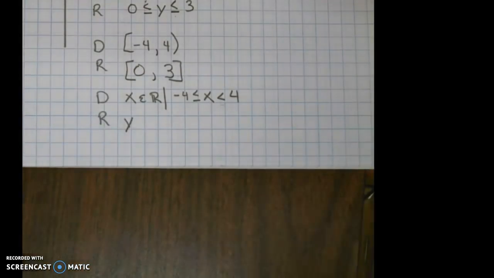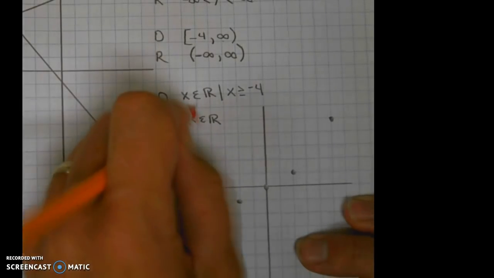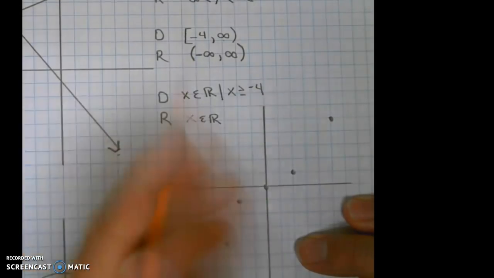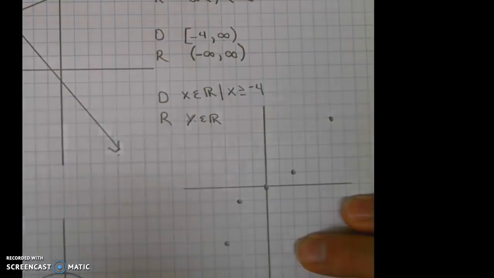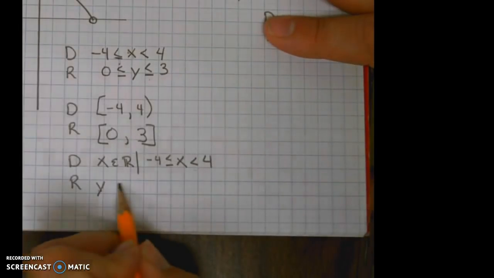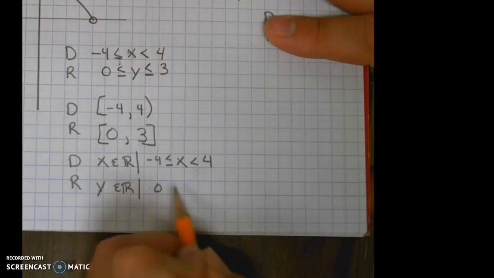and I just realized I messed up, so you guys are going to have to forgive me. Back up here at this graph, when I did range, I used an X, and you probably caught it because, you know, somebody did. But thankfully I caught it before we got too far. Range is Y. So range, Y is an element of all real numbers, double strike R, such that, and we're going from 0 to 3.